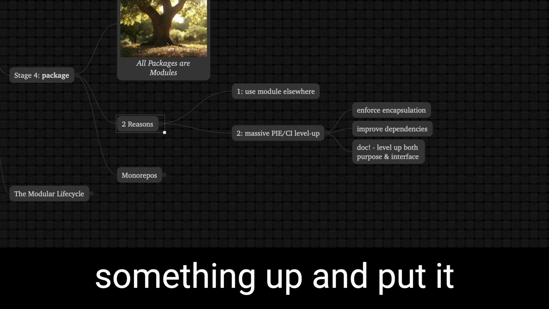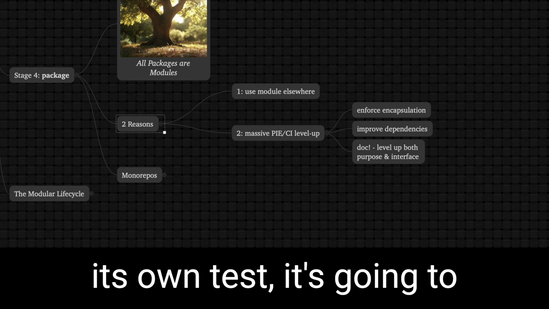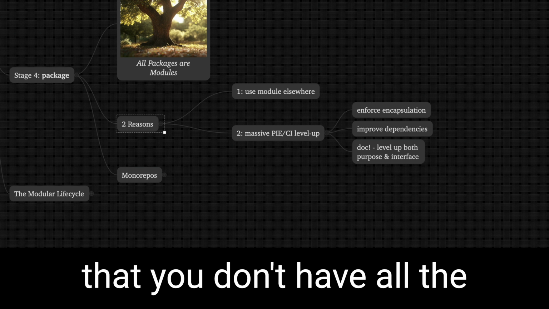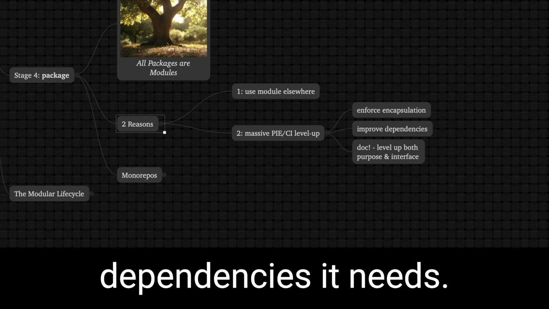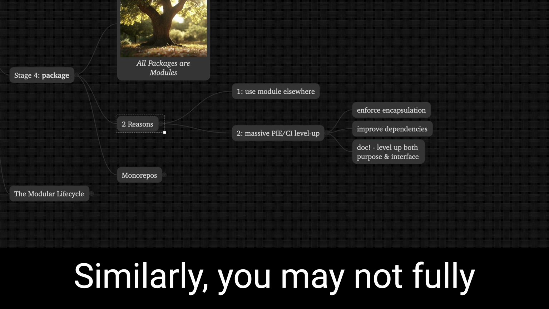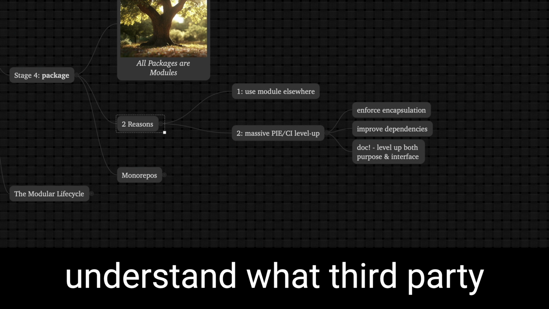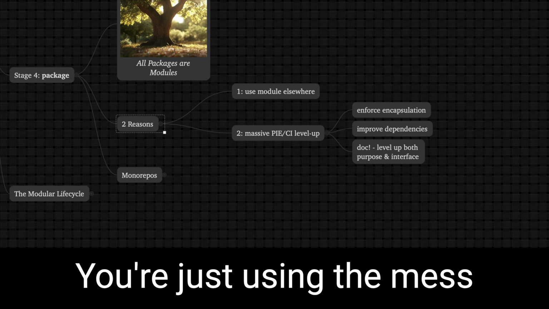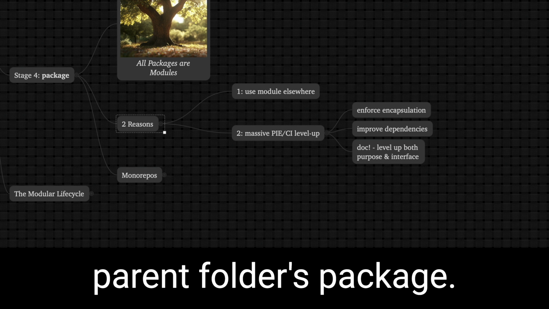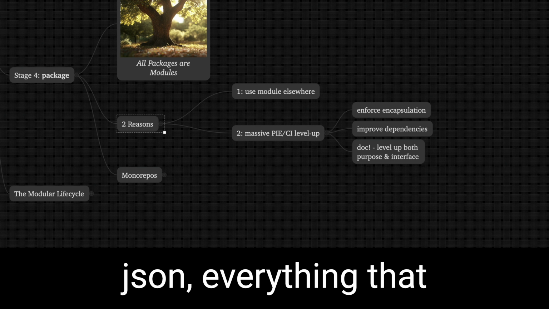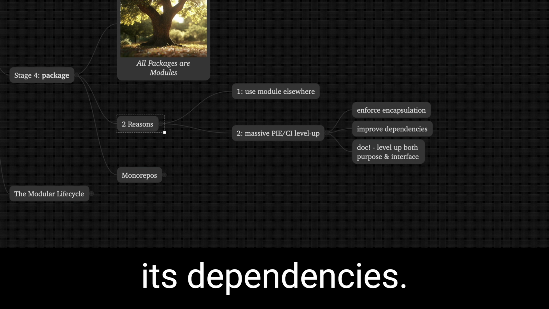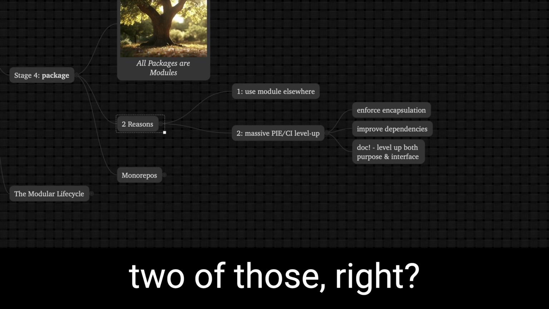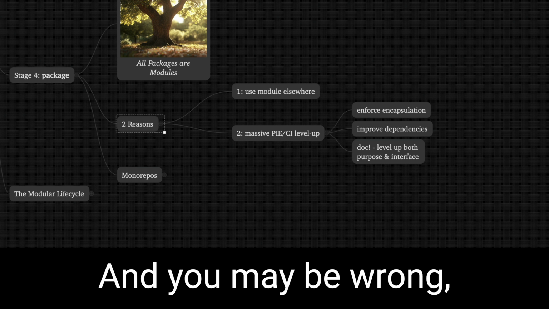Well, when you package something up and put it into its own folder with its own test, it's going to become clear very quickly that you don't have all the dependencies it needs. Similarly, you may not fully understand what third-party dependencies you have. You're just using the mess of everything that's in your parent folder's package.json, everything that it's importing in its dependencies. You may think, oh, this is only using 2 of those, right? And you may be wrong.